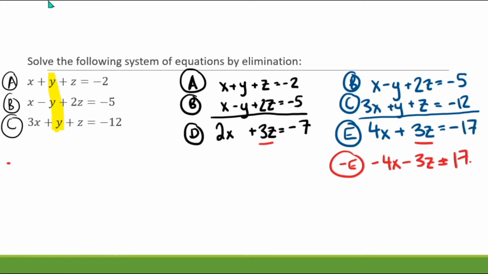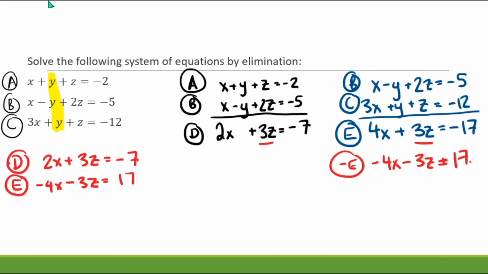Now I'm going to go all the way over here, and I'm going to add D and E. 2x plus 3z equals -7. -4x minus 3z equals 17. 2 minus 4 is -2x. The z's are going to disappear, and I'm going to have +10, -7 plus 17, which means x is equal to -5. So I have found the value of 1 variable.